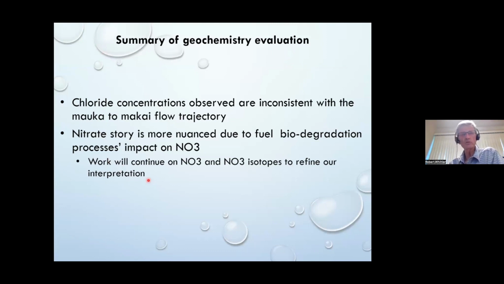So what this brings us to is that chloride concentrations observed are inconsistent with the Maui flow trajectory and actually more consistent with the alternative, Honolulu to Pearl Harbor. The nitrate story is more nuanced, and that is potentially due to biodegradation of fuel hydrocarbons, which will reduce the nitrate in the groundwater as the indigenous microbes break down the fuel and hydrocarbon contamination. We'll continue to work with nitrates and nitrate isotopes to refine our interpretation.